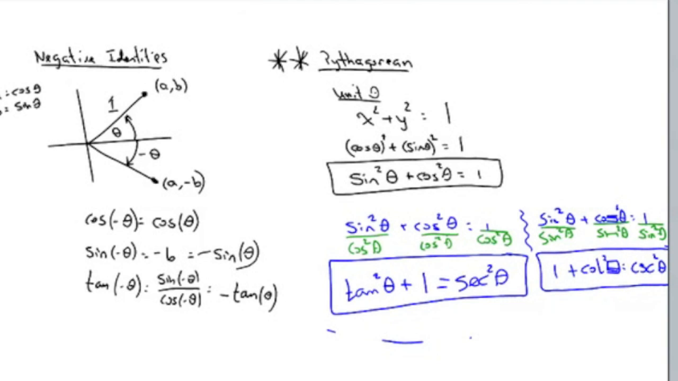I highly suggest not memorizing these two. Memorize this one: sine squared plus cosine squared equals 1. If you need the other two, divide by sine squared and divide by cosine squared. It's much easier. It doesn't take up so much brain space.